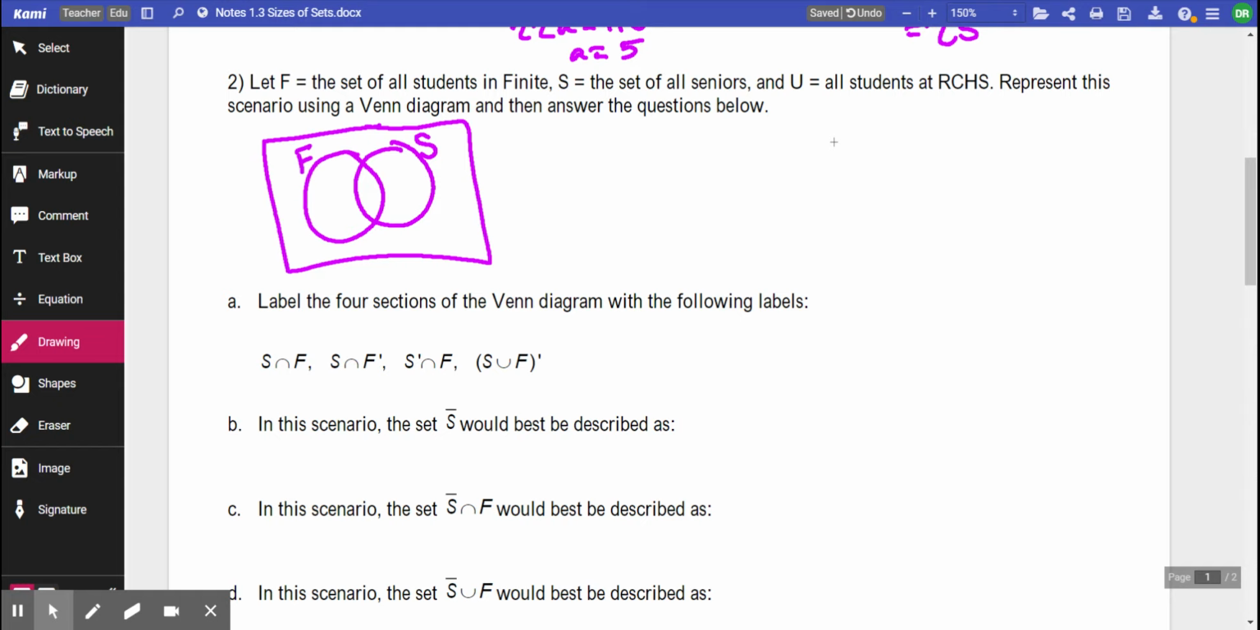All right, so looking up some school data on Harmony, I found that the number of students in RCHS right now is 686.